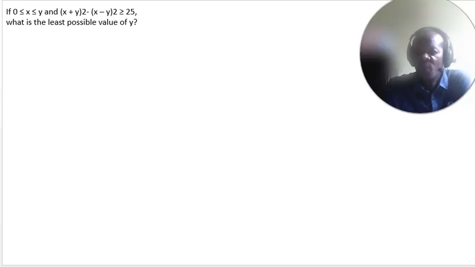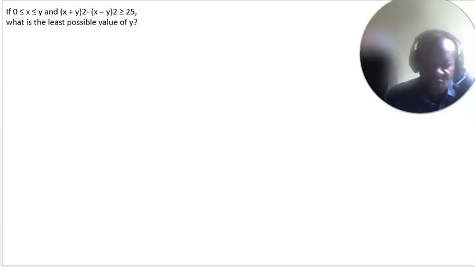Normally, when you come across this kind of question, what you're supposed to be asking yourself is, the introductory part of the question, which says if 0 is less than or equal to x, less than or equal to y, how is that information relevant to the question? So of what importance is that particular information? Well, let's look at it first.